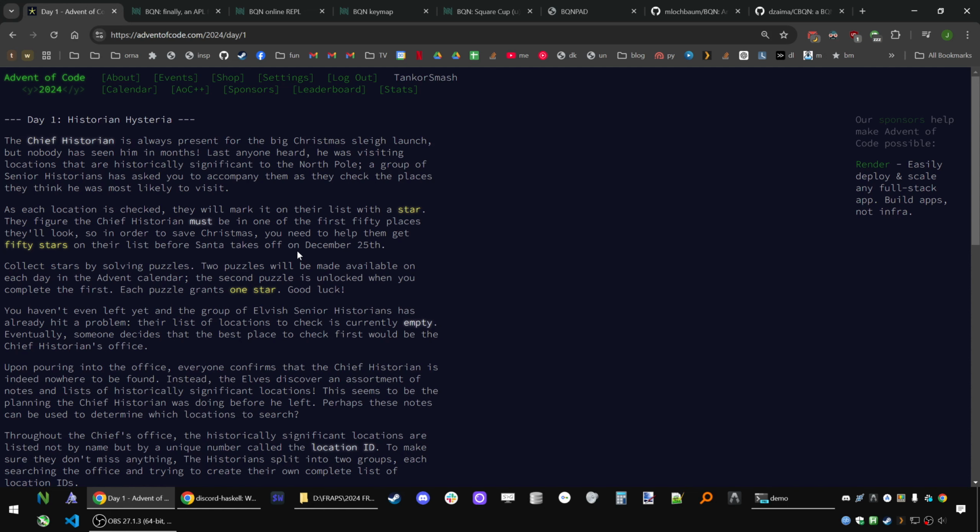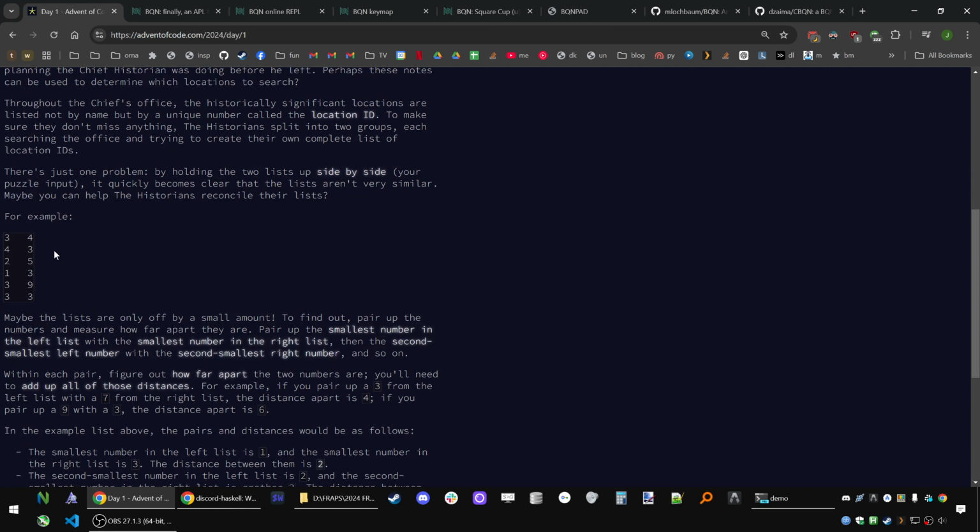Here we go. Each location is checked, mark on a star. Okay, I don't have time, I'm stressing out. Let's find this out. For example, I didn't read any of this: 3 4 4 3 2 5, whatever. Pair up the numbers and measure how far apart they are, which is to say, pair up the smallest number in the left list with the smallest number in the right list, and the second smallest.